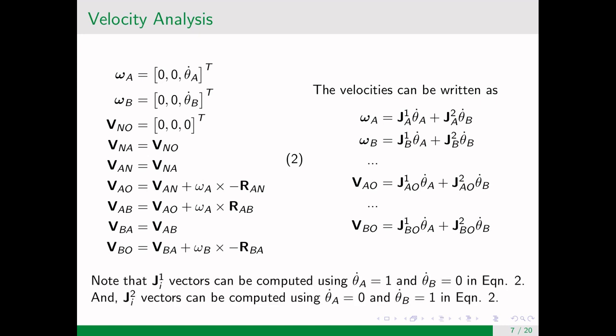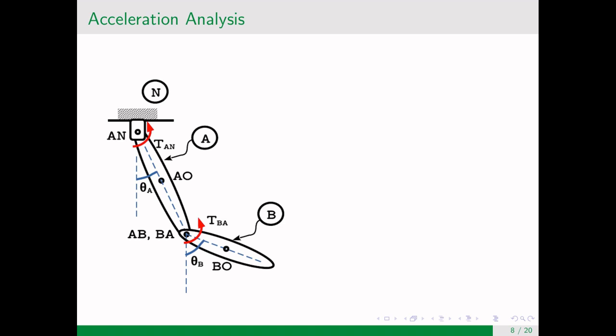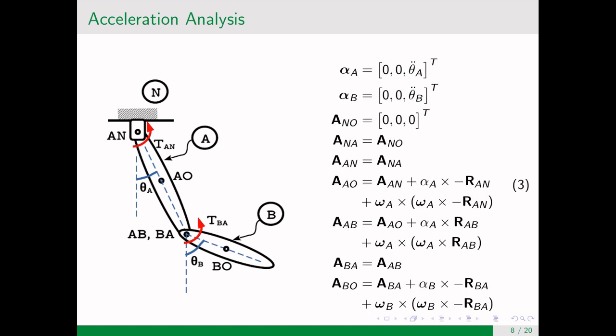Okay. So these vectors, the Jacobians, can simply be computed using theta A dot equal to 1 and theta B dot equal to 0. If we have written a subroutine for the velocity for equation number 2, the whole set of equations, you simply pass theta A dot equals 1 and theta B dot equals 0 to that subroutine to get J1s, and to get J2s you do the reverse. Okay, so now again accelerations, same process as before, as we did for the simple pendulum.